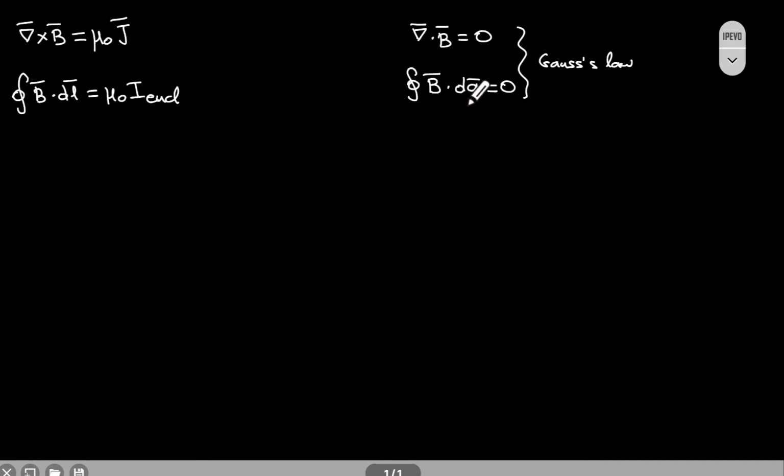If we want to write Gauss's law for magnetism in the integral form, then that would look like the closed surface integral of B dot dA is always equal to 0. Now, if you remember, for electricity, Gauss's law for the electric field was dependent on the charge density or on the charge enclosed. It was the closed surface integral of E dot dA is equal to the charge enclosed over epsilon naught.